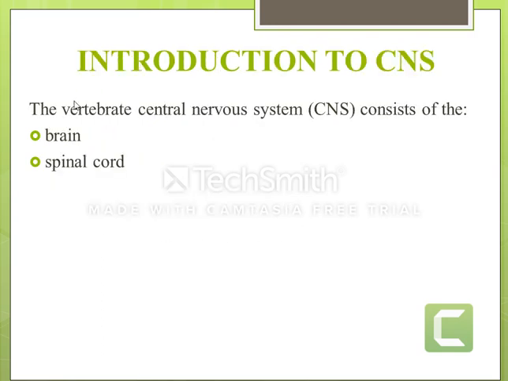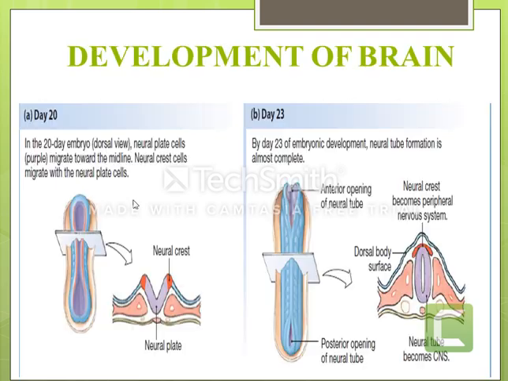Firstly, the introduction of the central nervous system. We all know that our central nervous system consists of the brain and the spinal cord. Next, we will learn how the brain is developed.